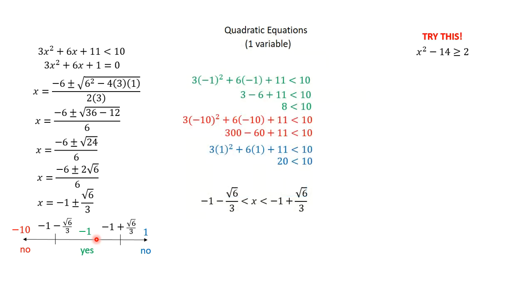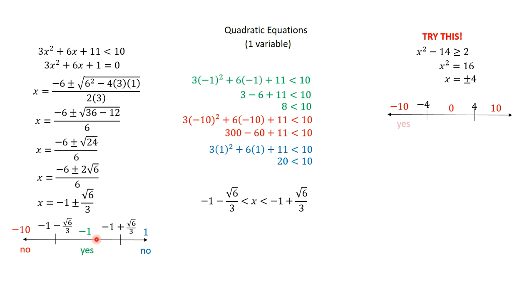All right, how do you think you did? So first step, add 14. So we get x squared equals 16. I know it's greater than or equal to. We'll get back to that later. And then square root. So x equals plus or minus 4, which means we can do a number line. -4 and 4. We need points on the outside and in between. So -10, 0, and 10.